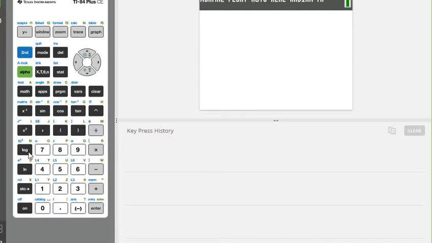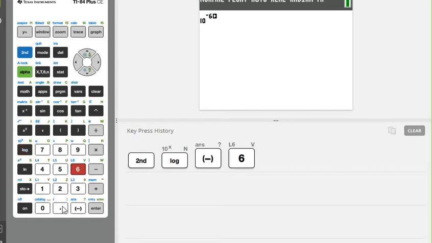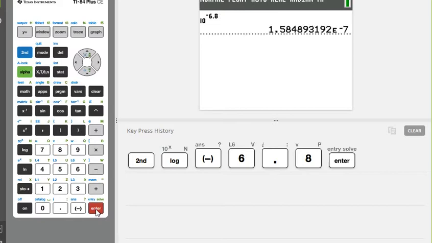You can hit 10 to the x power, if you want, the second key, then the log key, that log, and type in -6.8. So something like that. Now you have to be careful. If you look at this number, it's a little bit more than just 1.5848, etc. What do you notice at the end of that? That E stuff. So let me help you understand what that E stuff is all about.